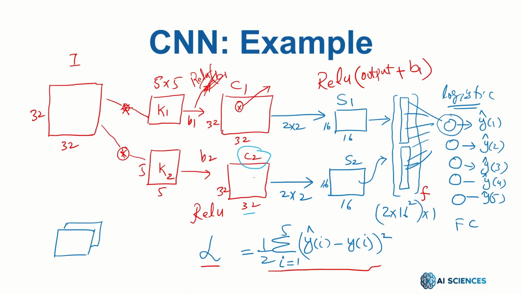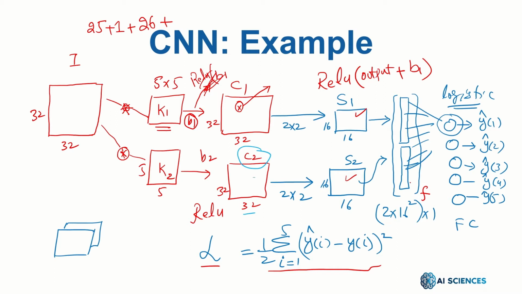Let's first count the total number of parameters for this whole network. For this particular filter we have 5 by 5, so 25 parameters, plus 1 bias parameter, so 26 parameters for K1. Plus 26 parameters for K2: again 25 parameters for the filter and 1 parameter for the bias term. Then we have no parameters for the max pool layer. There is no trainable parameter there.